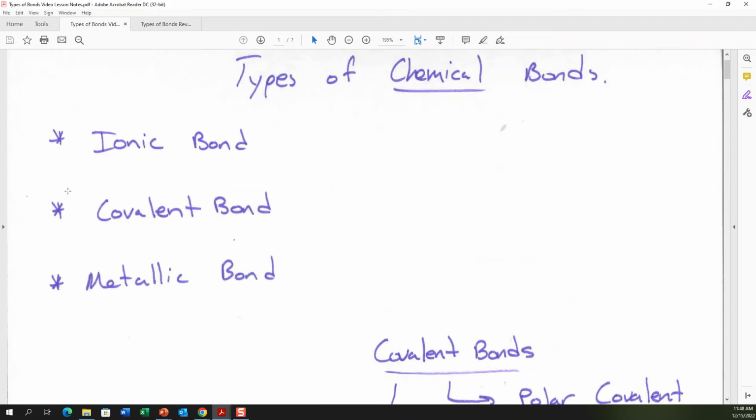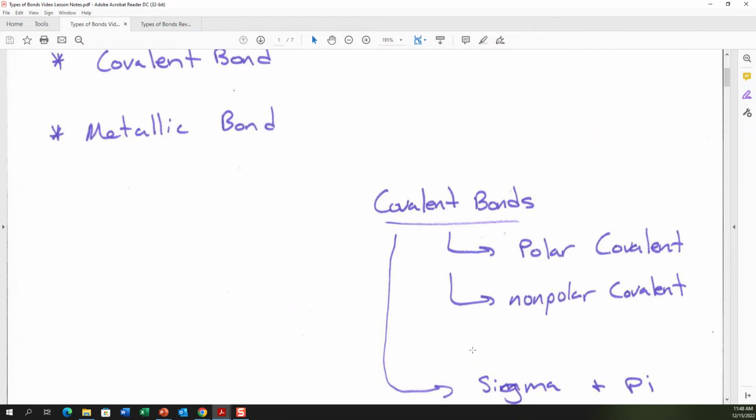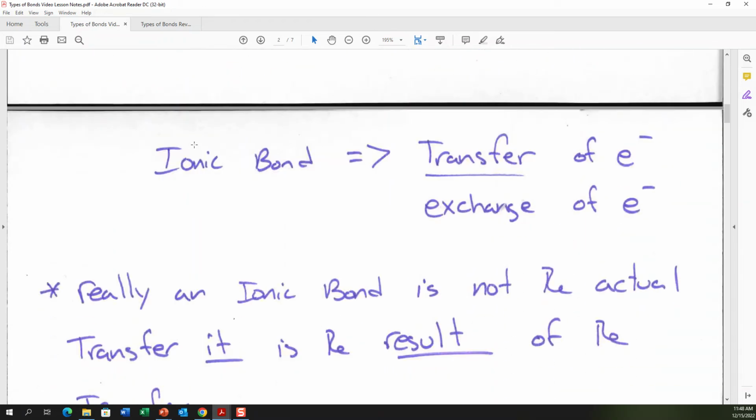Again, these are the three main types. We want to be able to classify covalent bonds a few different ways, and essentially we just need to know the definition of a metallic bond. So let's dive into that. First, the ionic bond. The first type of compound we're going to be naming and writing the formulas for are ionic compounds.